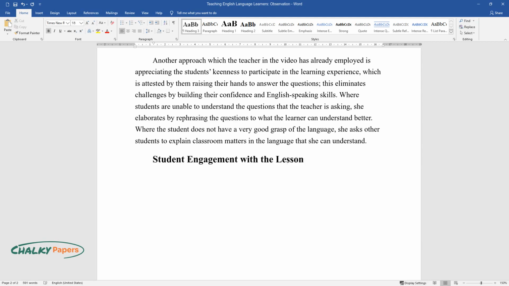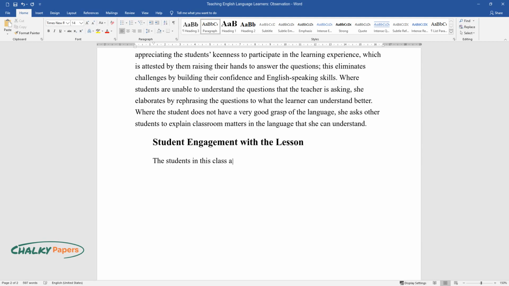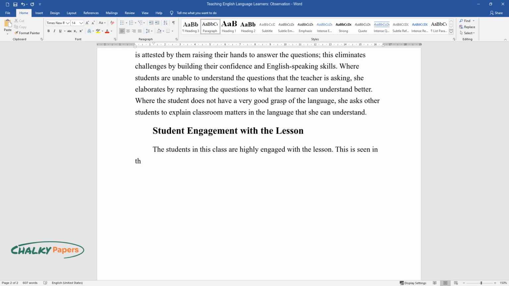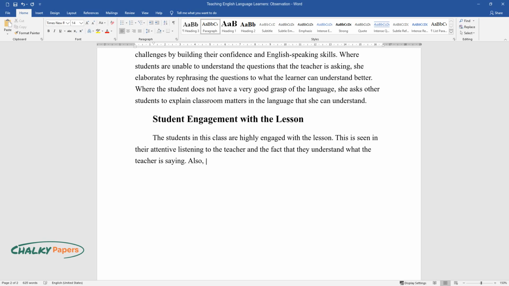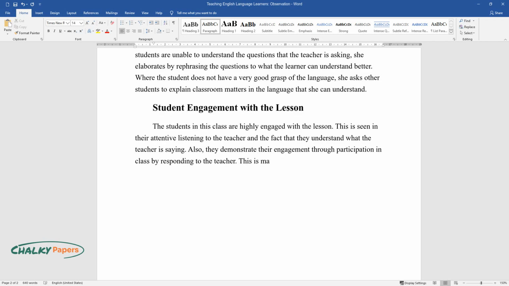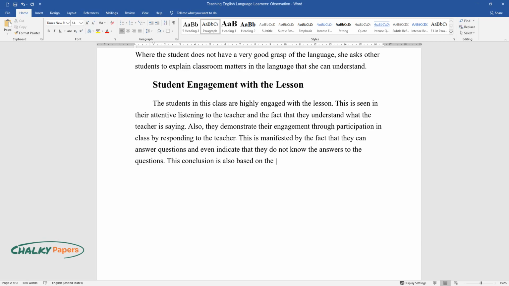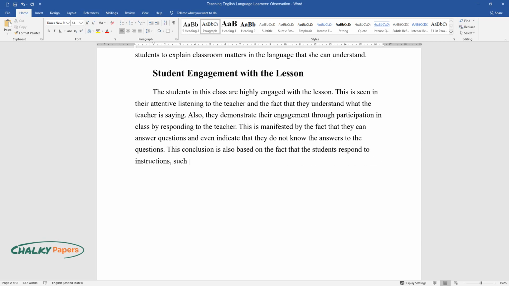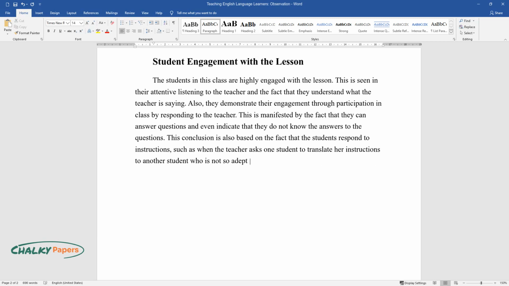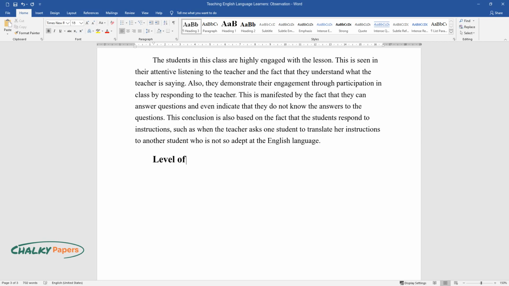Student engagement with the lesson. The students in this class are highly engaged with the lesson. This is seen in their attentive listening to the teacher and the fact that they understand what the teacher is saying. Also, they demonstrate their engagement through participation in class by responding to the teacher. This is manifested by the fact that they can answer questions and even indicate that they do not know the answers to the questions. This conclusion is also based on the fact that the students respond to instructions, such as when the teacher asks one student to translate her instructions to another student who is not so adept at the English language. Level of observed student engagement with the lesson.